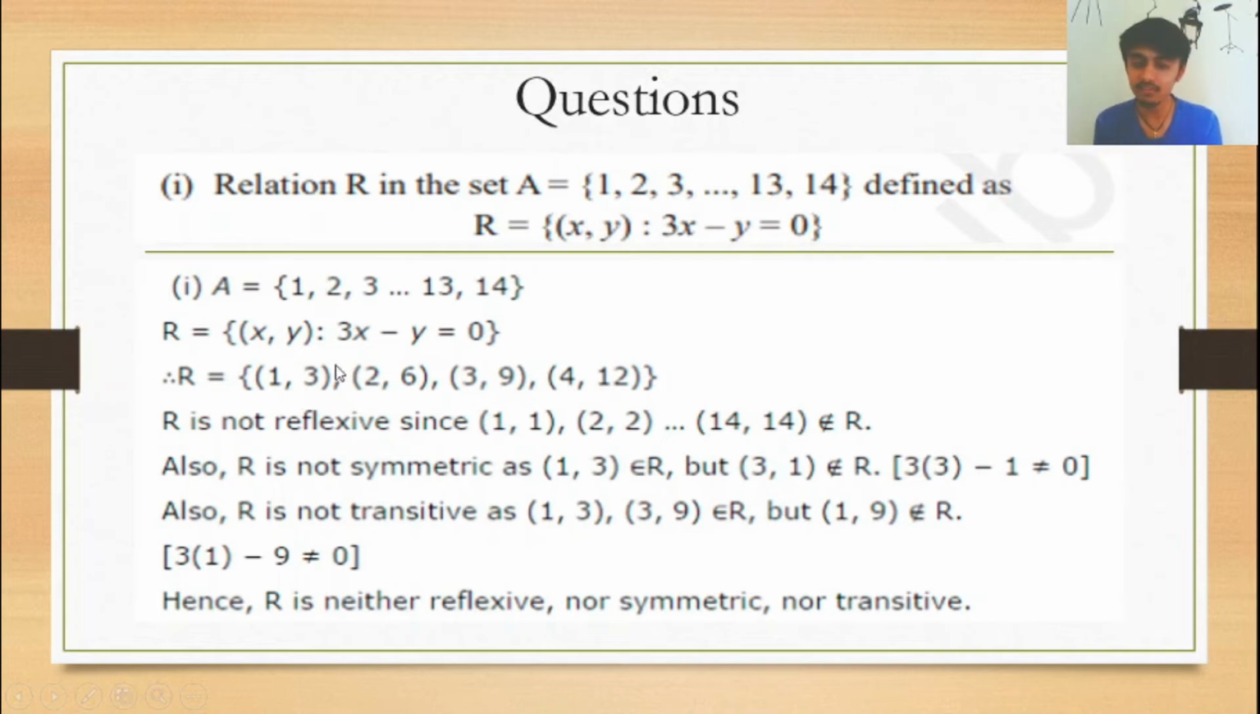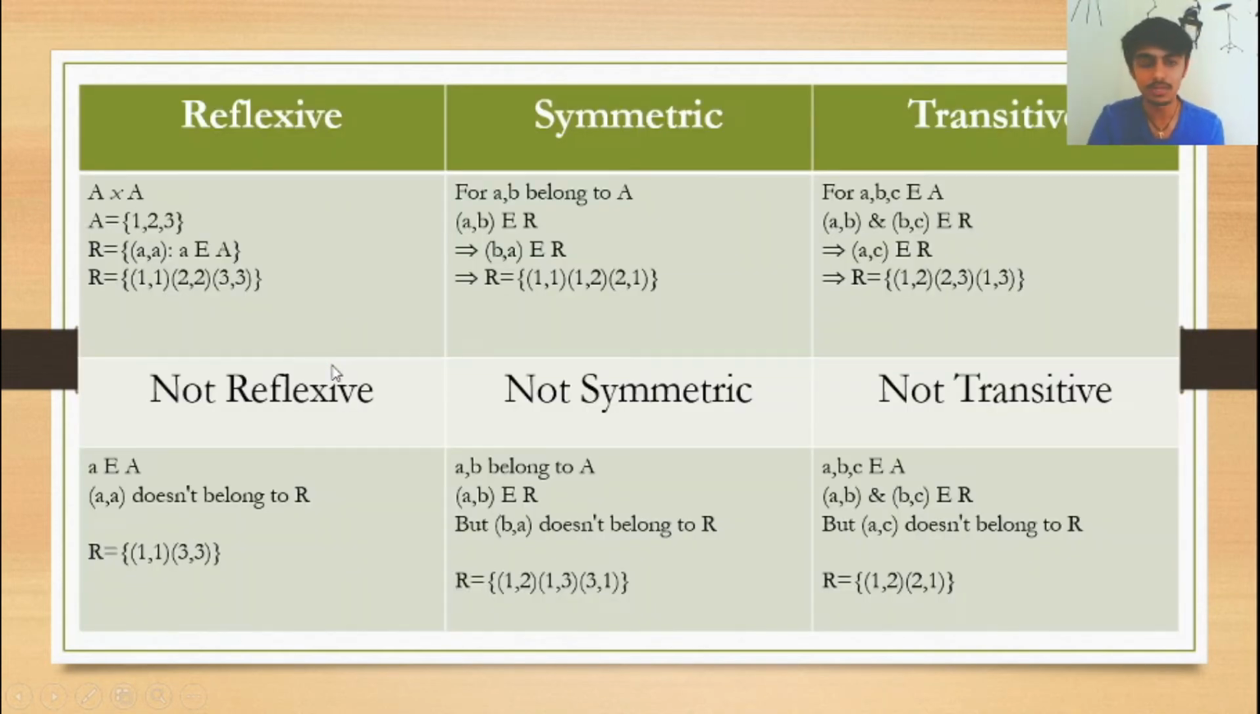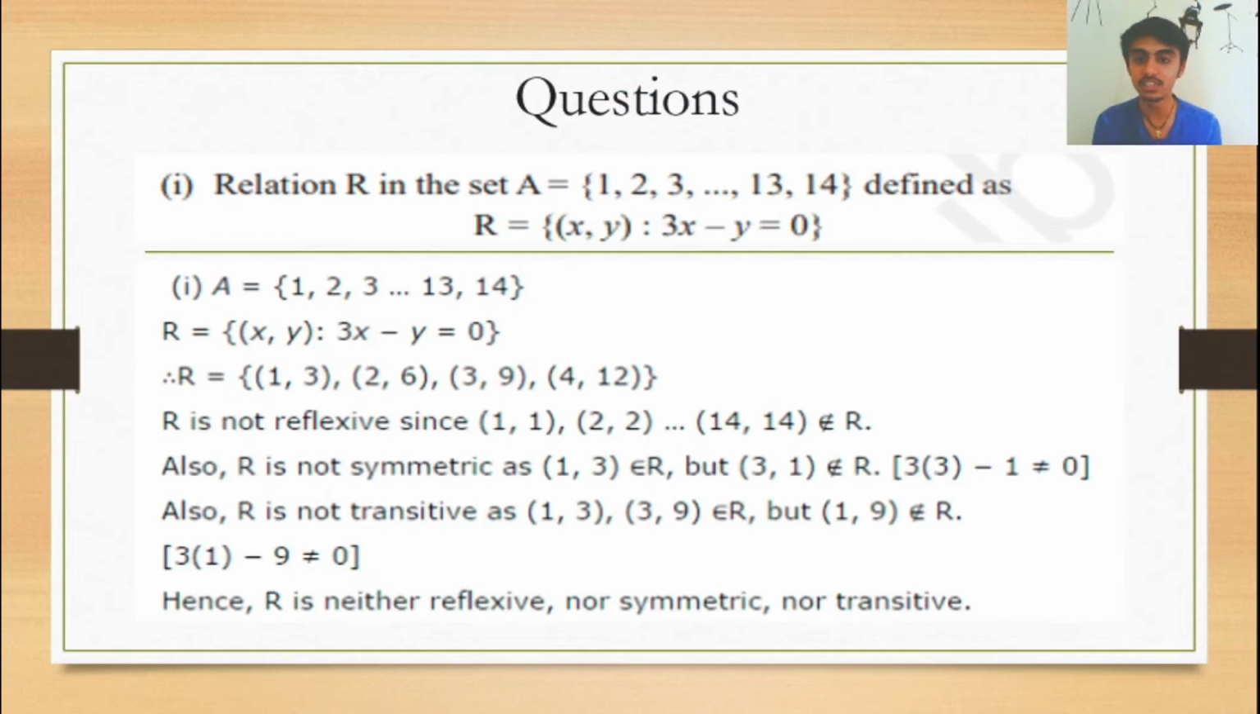Okay. Now, let's check whether it is reflexive, symmetric or transitive. So, what rule I told you? First of all, reflexive. Reflexive indicates 1, 1, 2, 2, 3, 3 till 14, 14. That is, all values of A should come in the value of R. Therefore, we can say 1, 1, 2, 2, 3, 3 till 14, 14 do not belong to R. Therefore, it is not reflexive, guys. Now, let's check for symmetry.